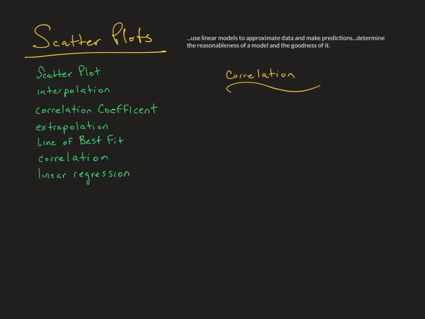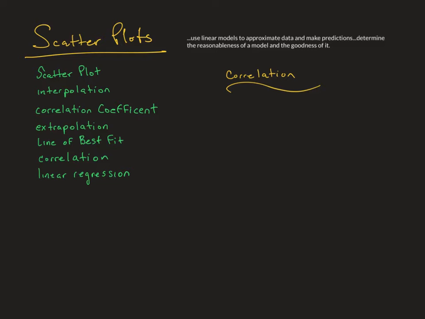Often taught with or introduced with linear equations or functions is the concept of scatter plots. A scatter plot is a graph of ordered pairs of numerical data. What we want to do is use linear models to approximate data and make predictions, and determine the reasonableness of a given model and the goodness of it. So the goodness of it, that is the accuracy of it.